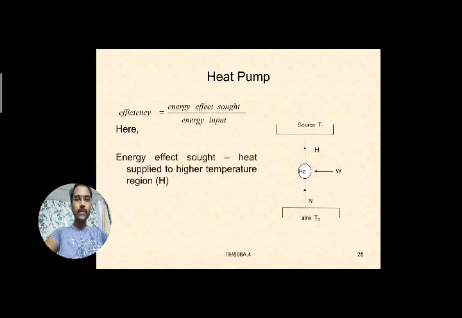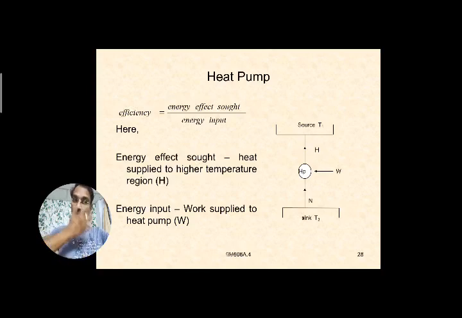Next, efficiency can be taken as output by input. Output is how much energy is effectively sought. It means how much heat we are supplying with the help of the heat pump, how much exact heat is supplied to the high temperature region, the source which is maintaining temperature T1. That is the output you have to consider. And the energy input is the work supplied to the heat pump, W. So the efficiency can be written as H, the total heat supplied to the high temperature region, by W, the work supplied to the heat pump. H by W.